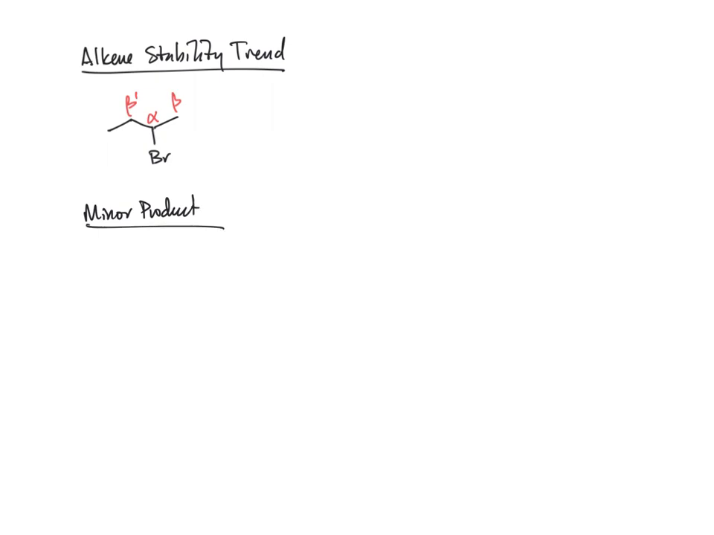So again, the minor product results from deprotonation of the beta prime carbon as well, but it's now deprotonating the other CH bond. Let's just look at the Newman projection first. So the Newman projection I had written on the other page, that Newman projection led to the major product.